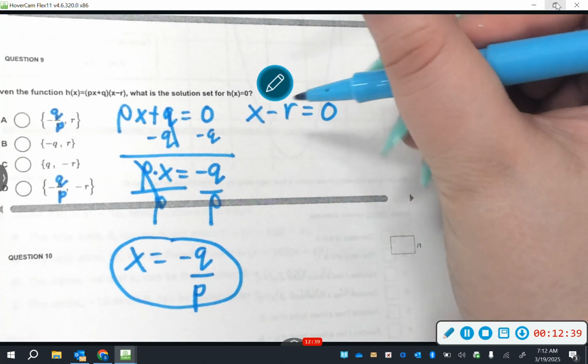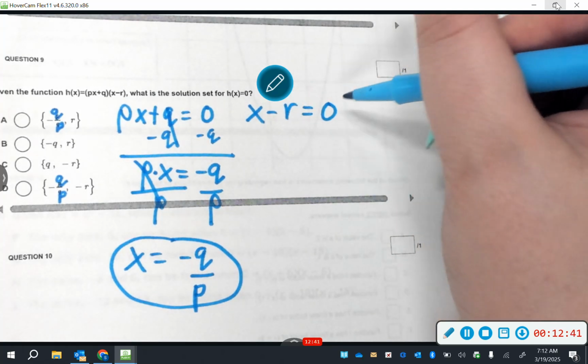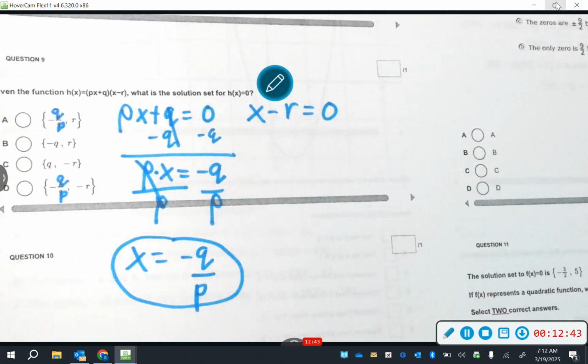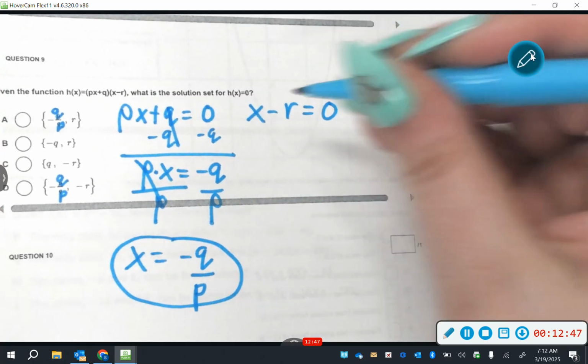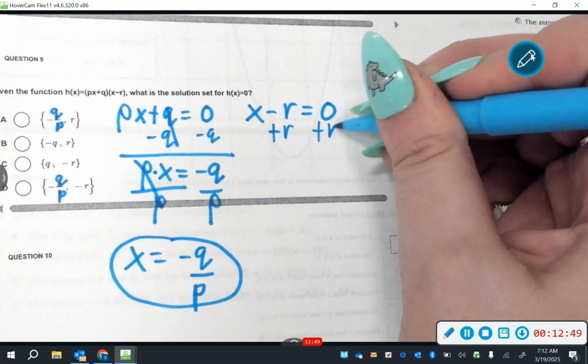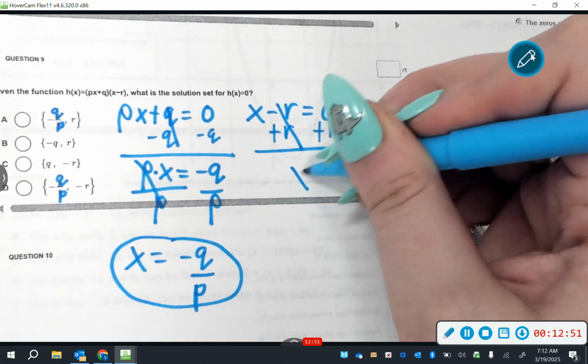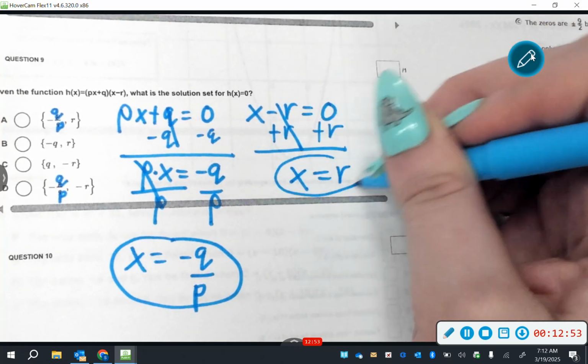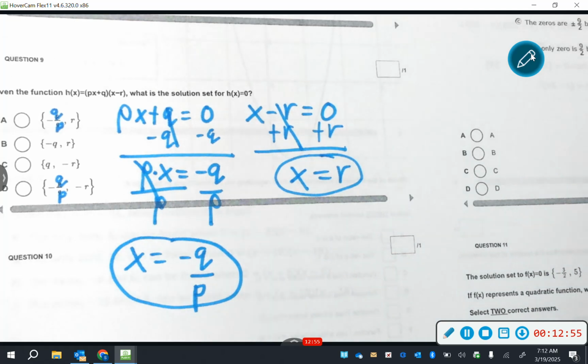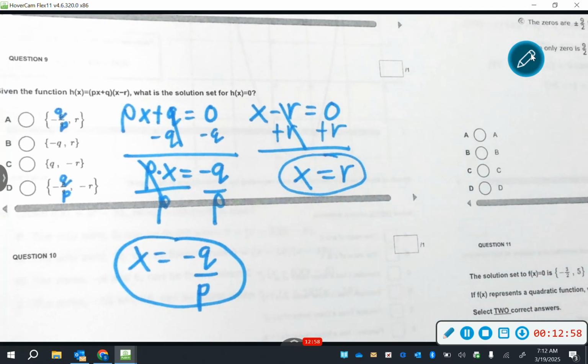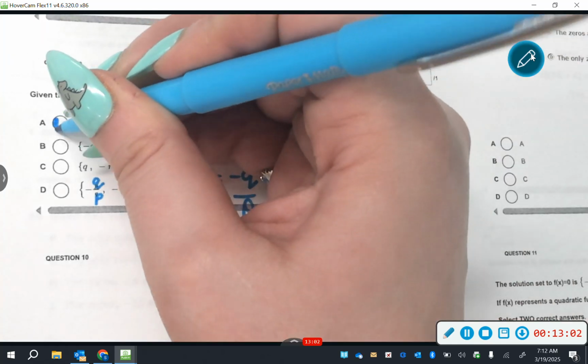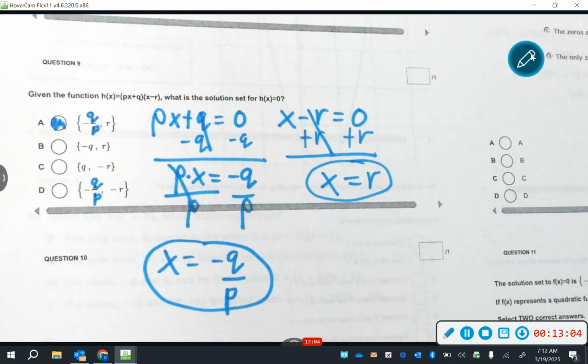For my other factor, we have x minus r equals 0. Well, if I'm solving for x, we're still doing opposite operations. The opposite of minus r is plus r to both sides. x equals r. Done. So we're looking for the one that has negative q over p and r. So our answer should be A.